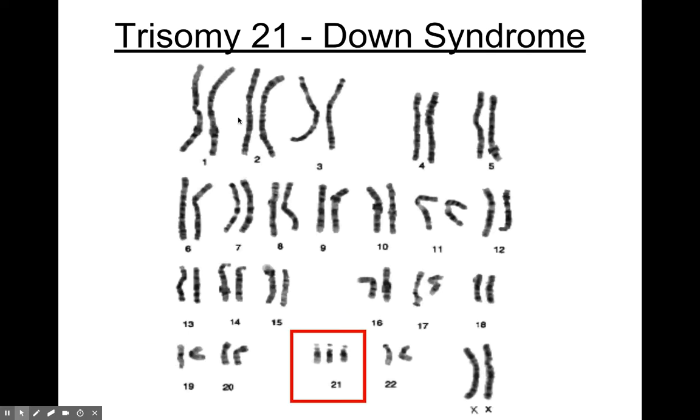This is a karyotype of someone with trisomy 21. You can see here we have chromosomes 1 through 20, and we only have 2 copies of each. But when we get down here to 21, you can see that there are 3 copies of chromosome 21. And you can see this individual was female because there are 2 X chromosomes.